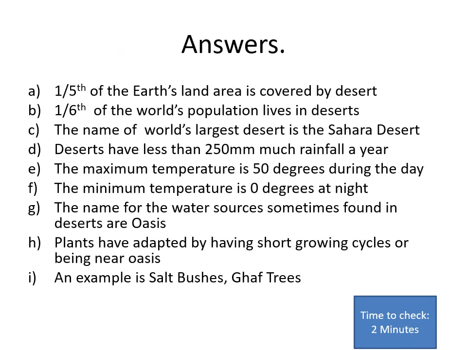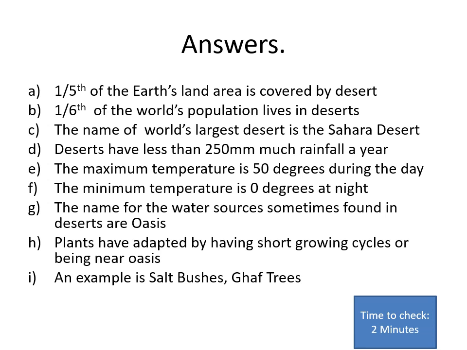Okay, so here are your answers. A, a fifth of the Earth's land area is covered by desert. B, a sixth of the world's population lives in deserts. And that's one that I often find really surprises people. One sixth of everyone on this planet lives in a desert. You'd think it would be much lower than that. C, the name of the world's largest desert is the Sahara Desert. You probably knew that already.